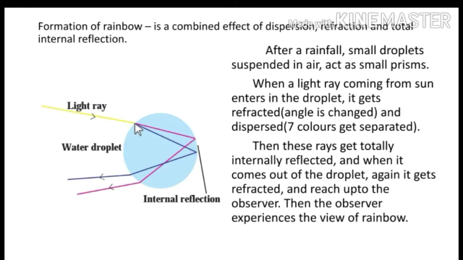When the light ray enters into the droplet, it gets dispersed and refracted simultaneously like this. When it gets dispersed, red light reaches up to this point and violet light reaches up to this point. And from this surface, that means the interface of the droplet and air, the light ray gets totally internally reflected like this. And again reaching at this point, they get refracted again and reach the observer, and the observer experiences the view of rainbow.